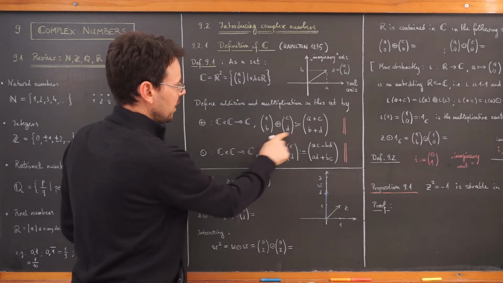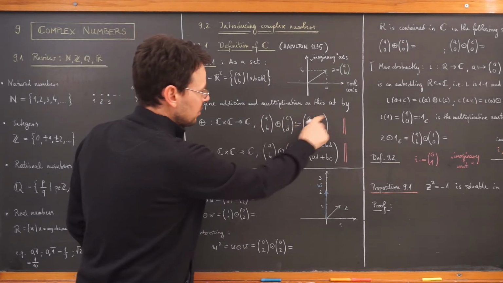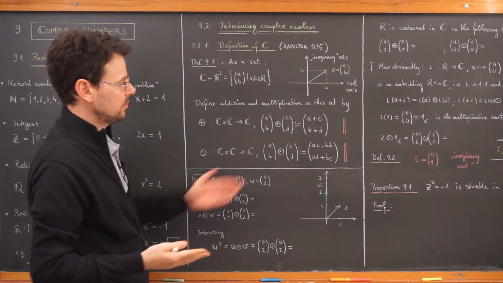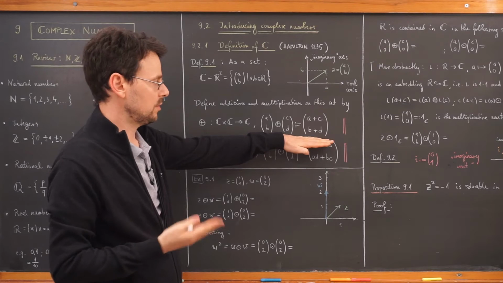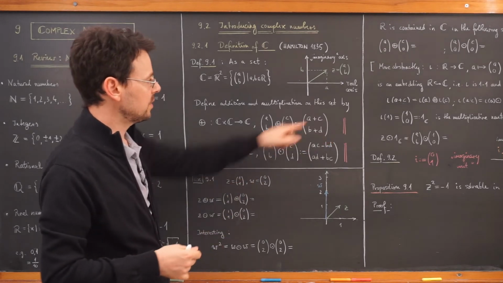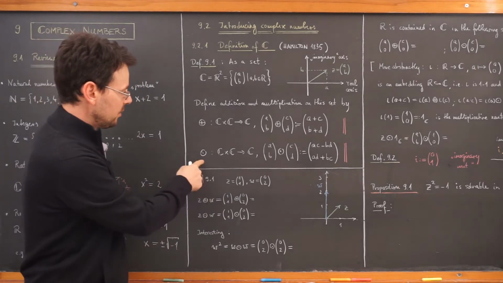So how do I add 2 complex numbers? Well, I simply add their components. So this is the well-known law of vector addition. Simply adding the components in the real numbers. This is nothing new.